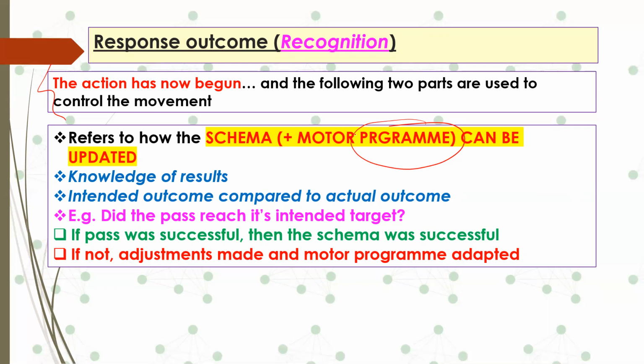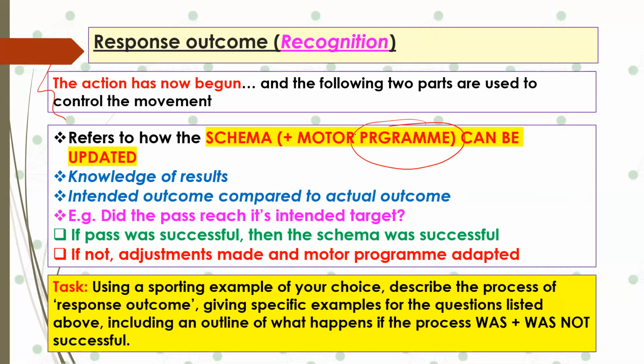the key to this is it's a judgment on the success of the schema. So using a sporting example of your choice, describe the process of response outcome. Give specific examples for the questions that are listed here, including an outline of what happens if the process was successful and what happens if it wasn't successful.